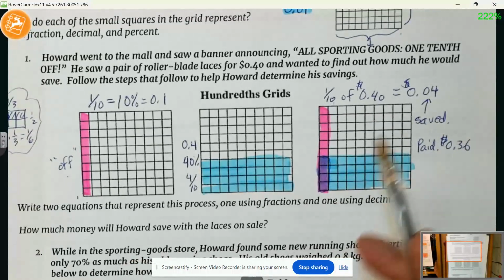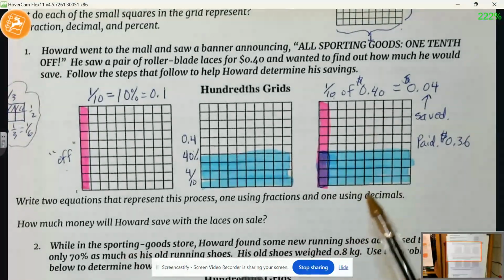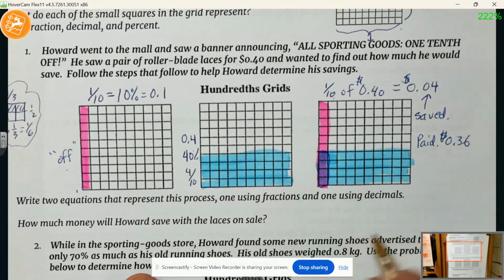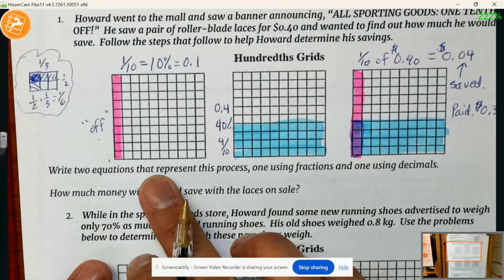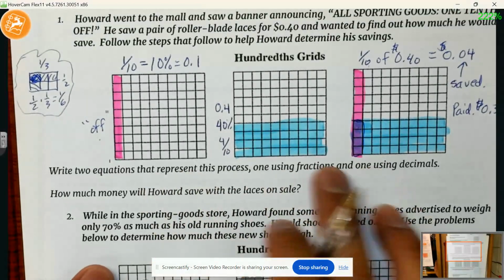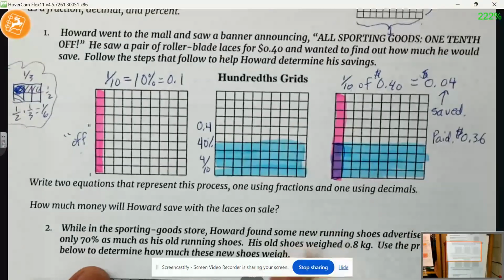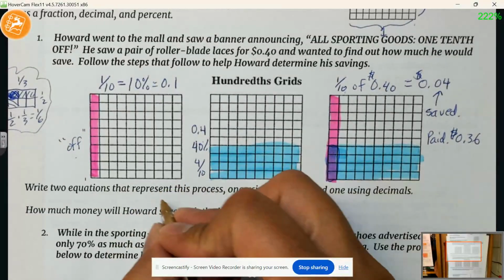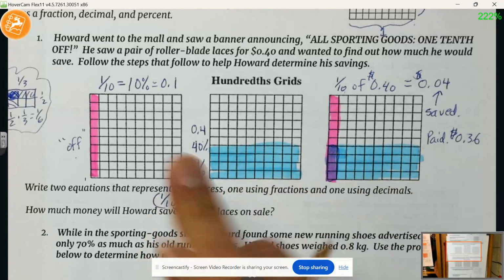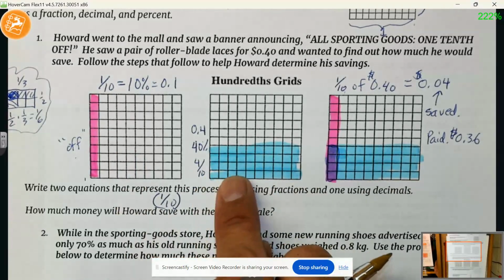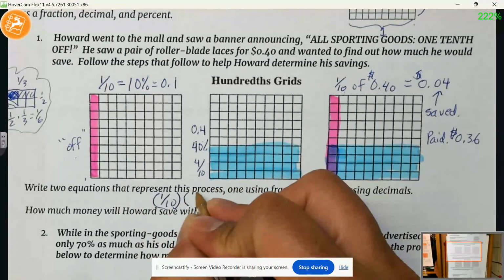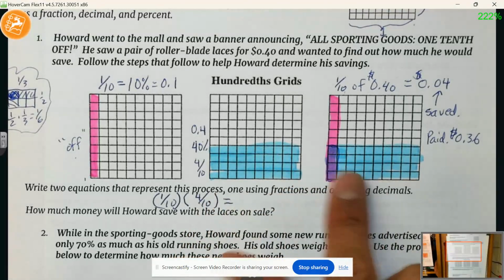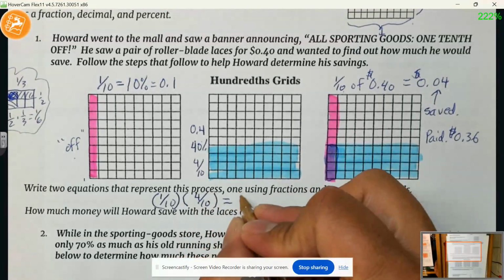All right, and this hundredths grid will help you to see that visual fraction multiplication. So what is that fraction multiplication? What equation can we use? One using fractions and one using decimals. So we're going to use all fractions. We would say 1/10 of 4/10. In other words, 1/10 times 4/10 is equal to our answer, which is 4/100ths.